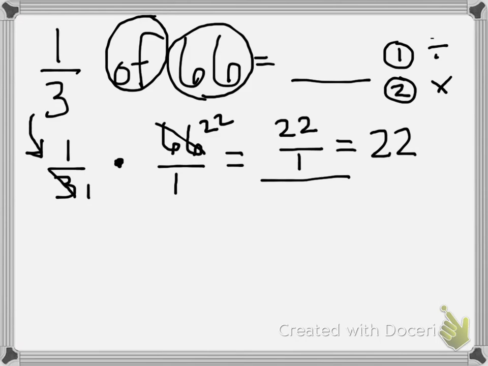66 became 66 over 1. Those are equivalent. Those are equal to each other. In the exact same way that 22 over 1 simply equals 22. These are equivalent. They are equal to one another. So we don't leave this 22 hanging out here, not even on a line. We need to write it in the space provided.